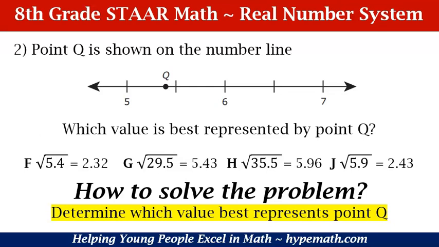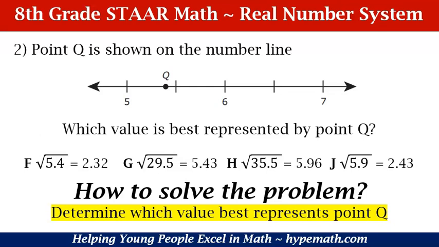Okay, starting with F, we see that the square root of 5.4 is equal to 2.32. And again, on our number line, 5, 6, and 7 are integers or whole numbers, okay? Looking at G, the square root of 29.5 is equal to 5.43. H, the square root of 35.5 is equal to 5.96. And J, the square root of 5.9 is equal to 2.43.